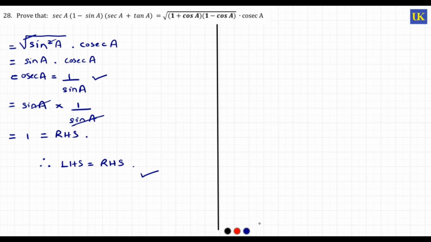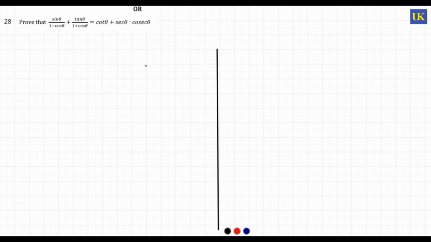Now we'll see the next question. Now we will see question number 28. Again, this is on trigonometry, and this is the OR question for 28. Now we will treat this as the left hand side and this part as the RHS, right hand side. So we'll begin with LHS and we will achieve what is there in the right hand side, by taking LHS.